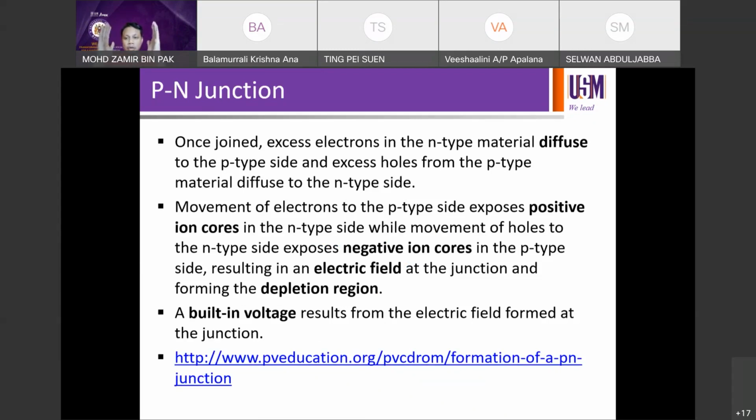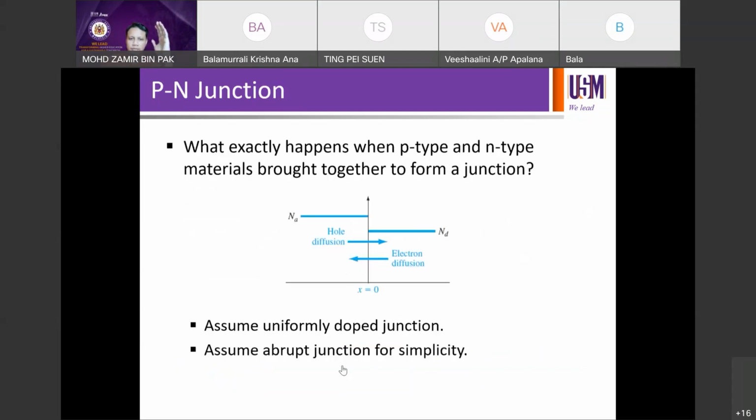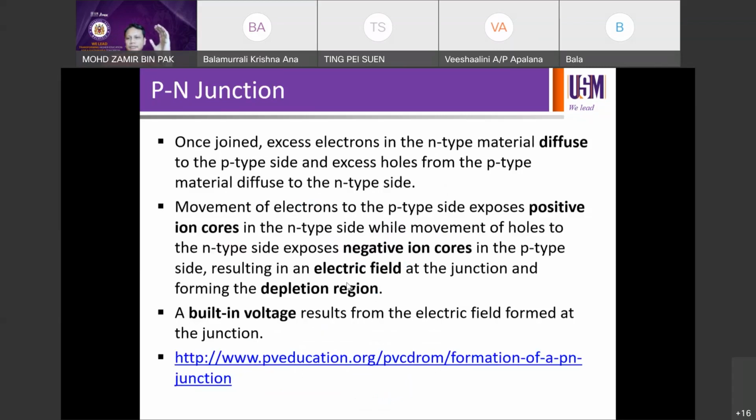Depleted due to, why is it depleted? Why are we depleted of the carriers near the junction? Why do we have depleted majority carriers near the junction? Why? Anyone? Recombination. Recombination, but before recombination, why are you depleted of your carriers near the junction? Due to this diffusion, right? They diffuse. They left the region. So diffusion creates this positive and negative ion charges region, and this region is called the depletion region.